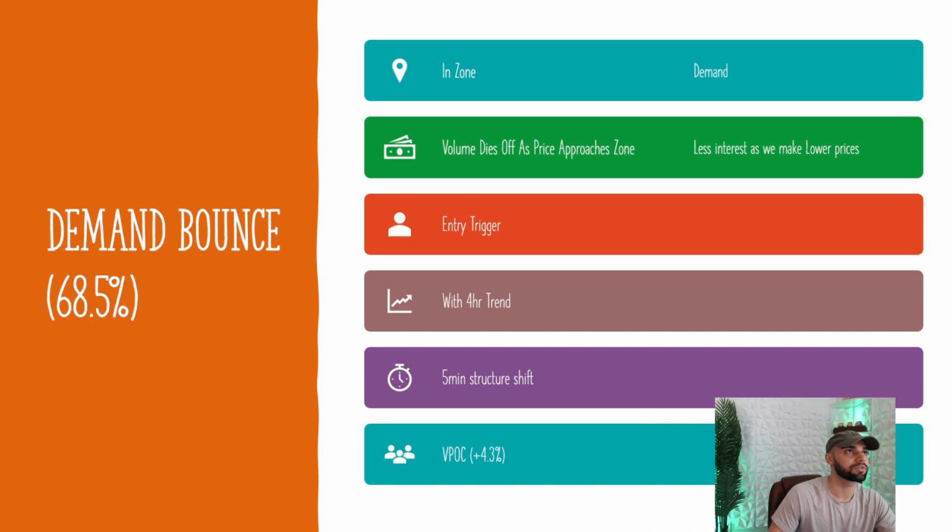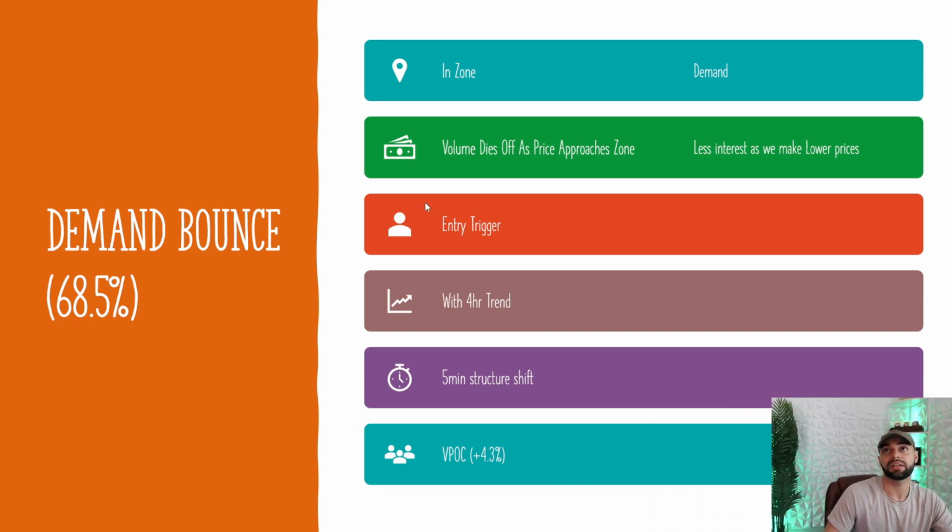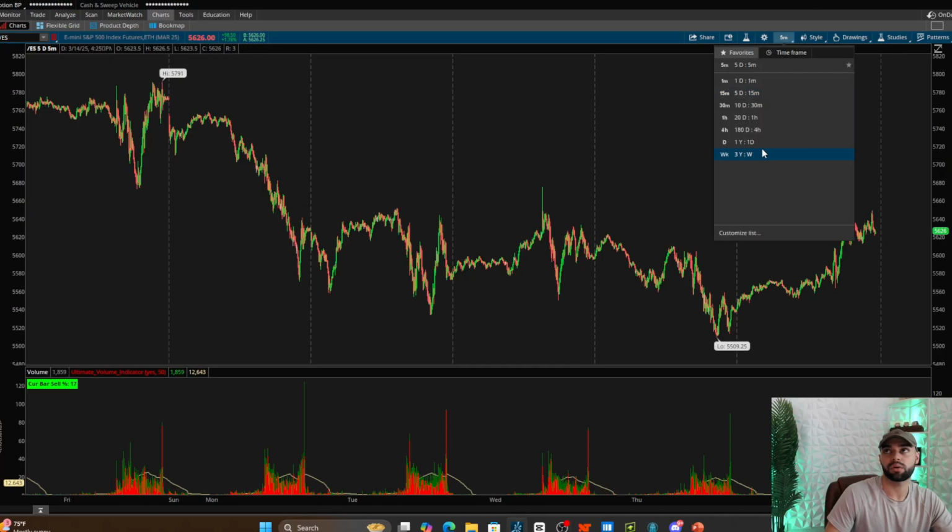So this win rate is actually for last year. We're in a nice bull market. But again, it has to be in the zone, right? It has to be demand. Volume has to die off as it approaches the zone. Less interest as we make lower prices. We have to have an entry trigger with the 4-hour trend, 5-minute structure, and the VPOC has to be on our side, right? Let's just go ahead and go through an example of what an A+ setup was today.